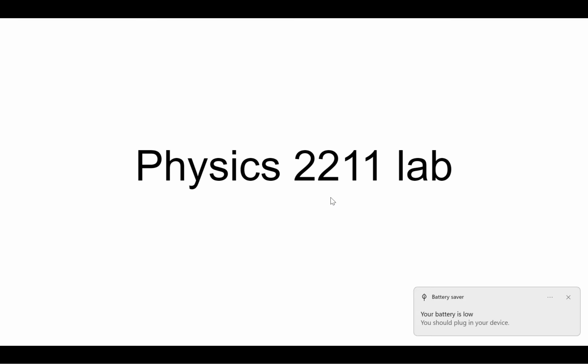Hello, my name is Sam Hawkins, and this is my Physics 2211 lab report for the Create Your Own lab experiment. For this lab, I'm going to be calculating work based on objects falling from different heights and calculating the work that they do on the floor.